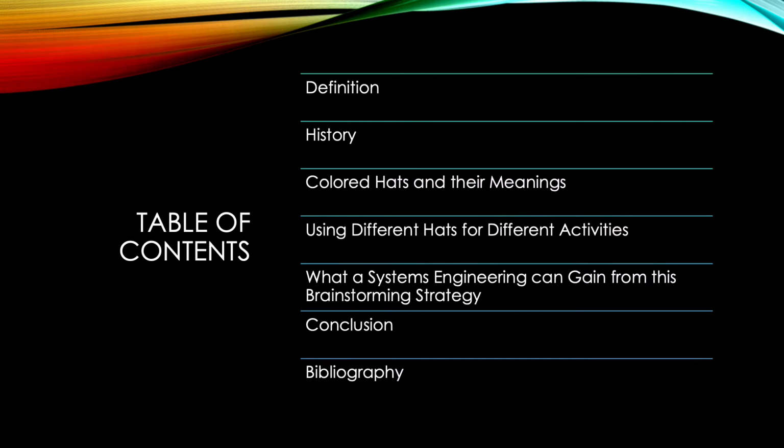Starting off, I'm going to do a basic presentation of the definition for the 6 thinking hats, the history of how the 6 thinking hats were developed, the different color hats that are used and what they represent. And then I will show a demonstration of how we can use the 6 thinking hats for a project or activity. Finally, I will talk about what systems engineering can gain from using this brainstorming strategy, final conclusion, and a bibliography for future reading and sources that were used for this presentation.